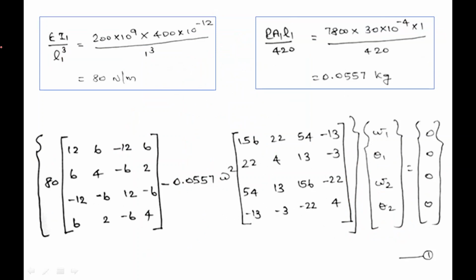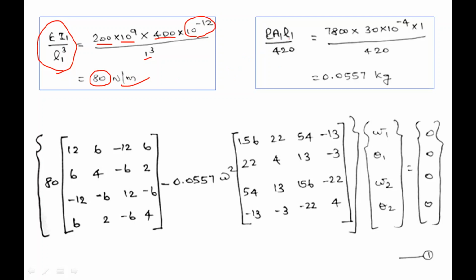Now first we are finding the value of EI by L cube. Young's modulus is given as 200 gigapascal, so 200 into 10 power 9 Newton per meter square. Moment of inertia I is given as 400 millimeter power 4. So this 10 power minus 12 is used to convert the millimeter power 4 into meter power 4. Length is 1 meter, so 1 cube. So here we are getting 80 as this EI by L cube. Newton per meter is the unit of the stiffness matrix.